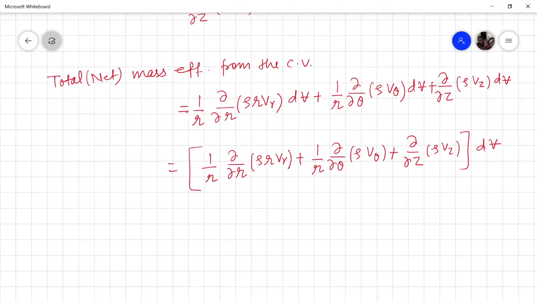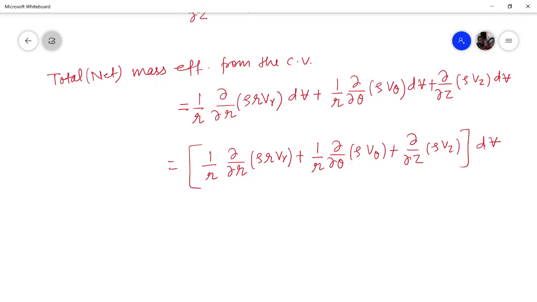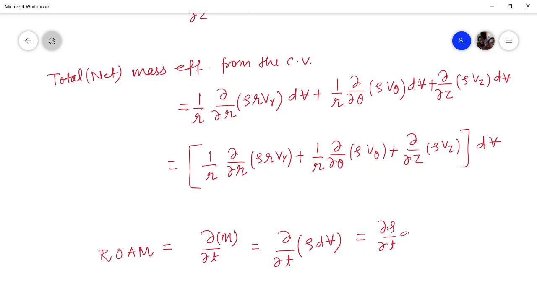Now the continuity equation for the control volume says that the net mass efflux from the control volume plus the rate of accumulation of mass within the control volume is zero. The rate of accumulation of mass within the control volume will be what? This will be del by del t of the mass of fluid within the control volume. So what is the mass of fluid within the control volume? If we say that the density at that instant is rho and the volume is dv, then this will be the mass. Now we assume that this control volume is fixed, it is not moving. The moment you say that, the volume becomes a constant. So this is del rho by del t dv.